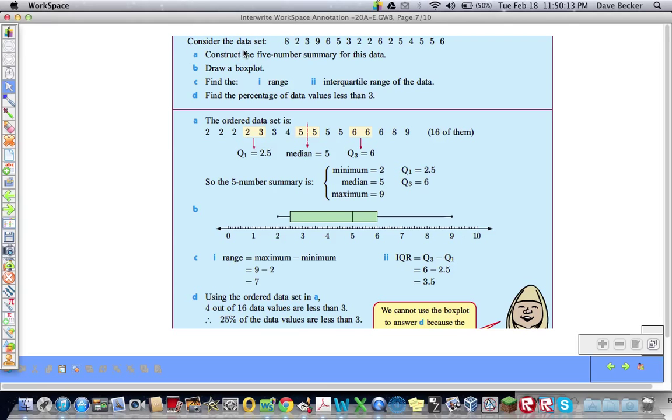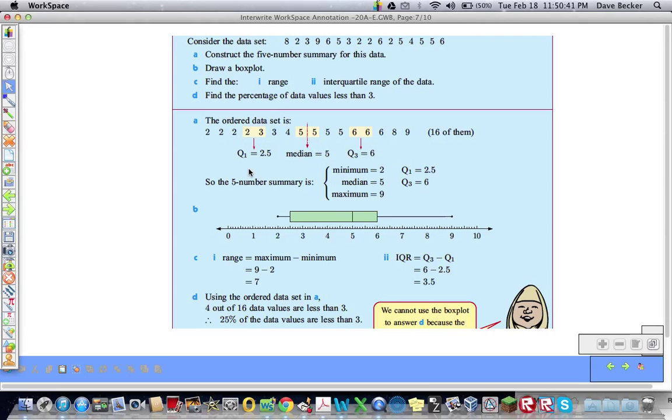So here we go. Consider this data set. Construct a 5-number summary for this data. If you had to do it by hand, which you probably won't, you will almost always be able to use a calculator, but it's possible. You would just have to put the data in order, find the median, find the first quartile, and find the third quartile. And that is all you need to do in order to make a box plot.